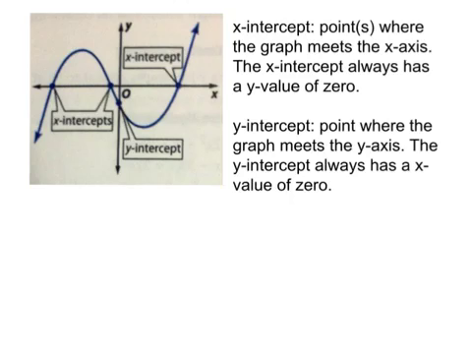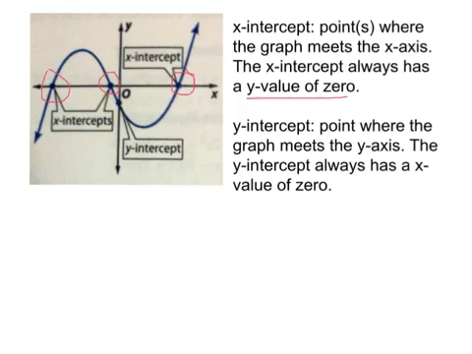If you look at the picture on the left, the x-intercepts are where the graph or the curve is crossing the x-axis, which is the horizontal axis. At each of these points, because it's crossing the x-axis, your y-coordinate or y value is 0.